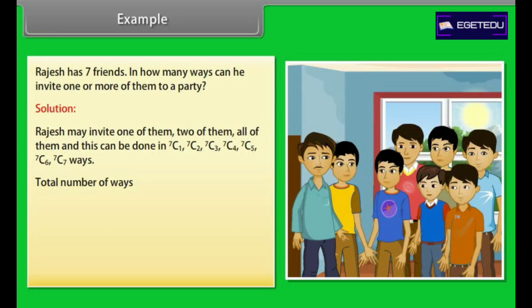Total number of ways is equal to 7C1 plus 7C2 plus 7C3 plus 7C4 plus 7C5 plus 7C6 plus 7C7 is equal to 7 plus 21 plus 35 plus 35 plus 21 plus 7 plus 1 is equal to 127.